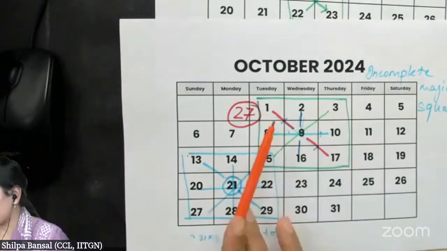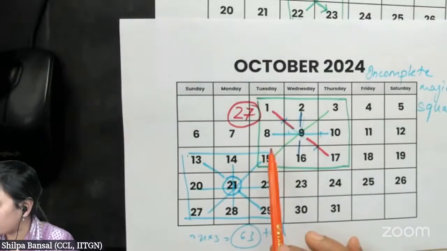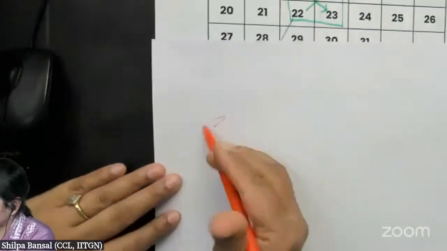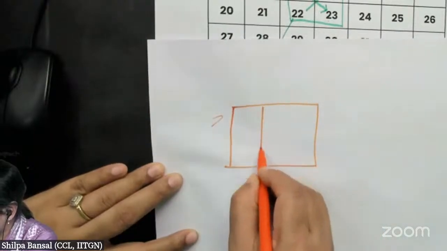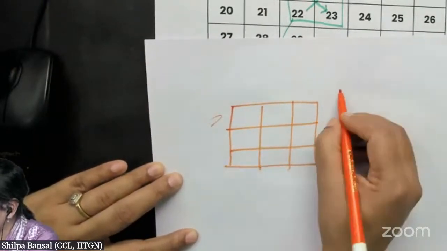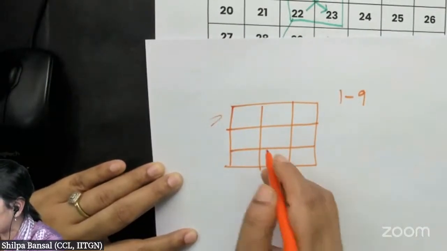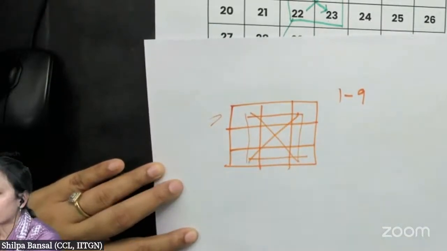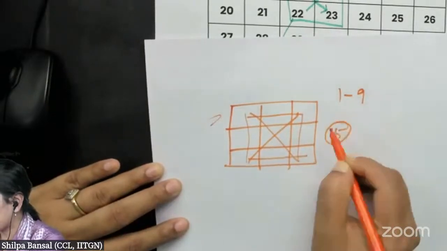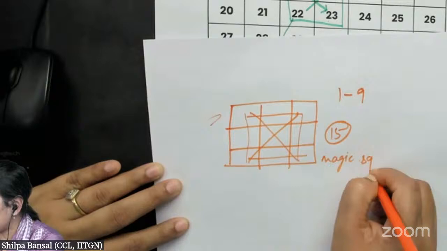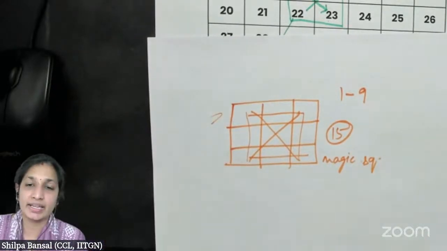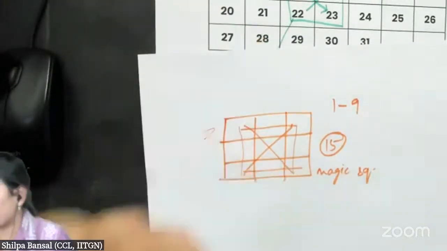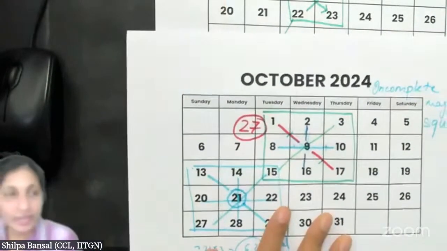Can you arrange the numbers in such a way that it will be a complete magic square? This is the question for you, a homework question. You have to write 1 to 9 numbers in such a way that here, here, here, wherever you go, the total should be 15. Everywhere if the total is 15, the same number, it is called a magic square. So let's see some other magic in a calendar. Is everyone okay with this?